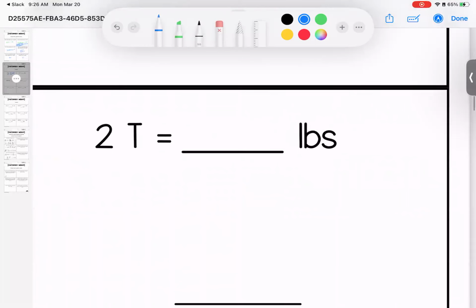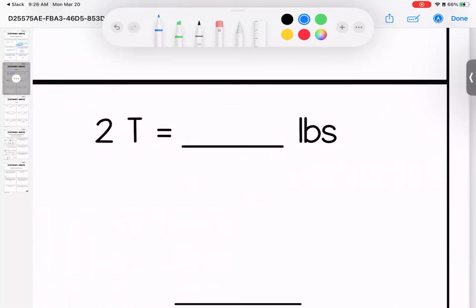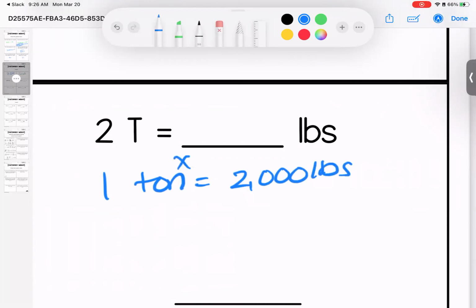Over here, 2 tons is how many pounds? Well, 1 ton is equal to 2,000 pounds. Opposite sides multiply. 2 times 2 is 4. Add your zeros.